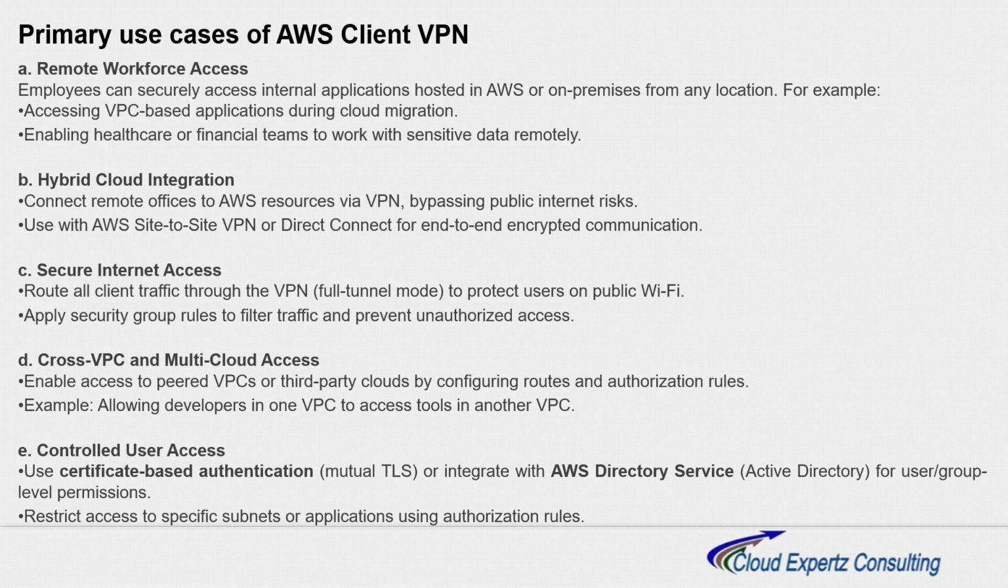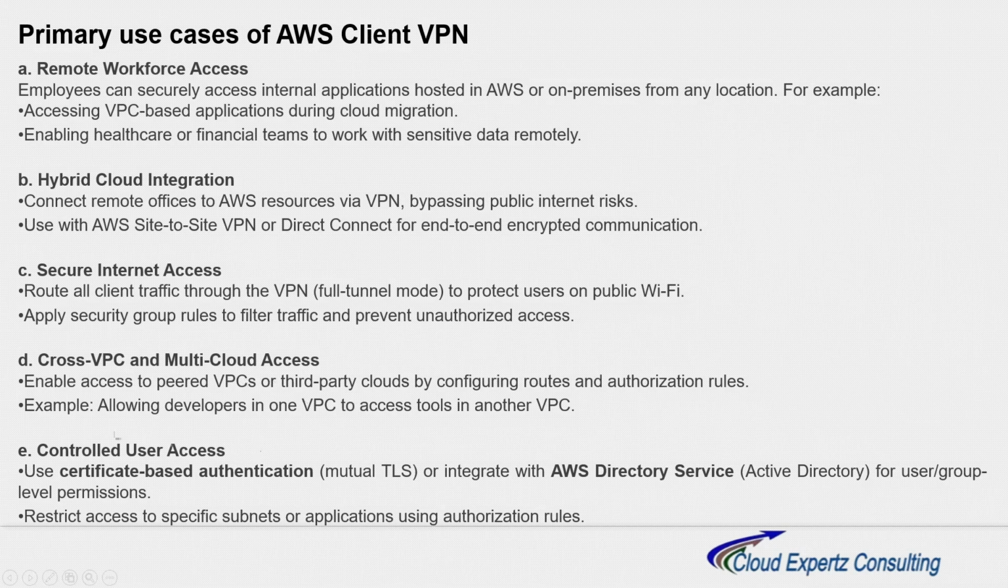The fourth point is cross VPC and multi-cloud access. It enables you to access paired VPCs or third-party clouds by configuring routes and authorization rules. For example, allowing developers in one VPC to access tools in another VPC, right?